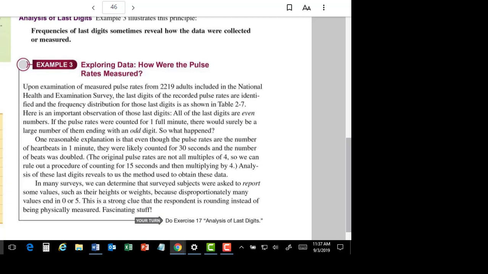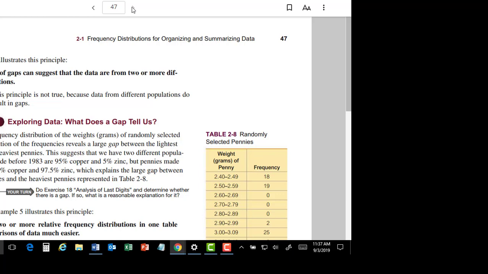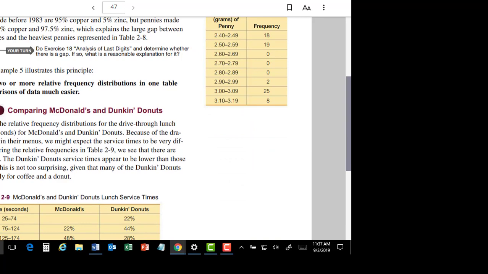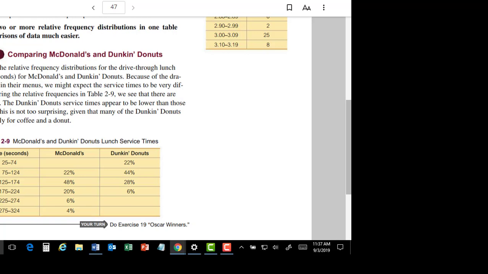So there you have it. Let's go on. We've already done quite a bit of chapter 3, exploring what the gap tells us. Anyway, that's all boring now. There's Dunkin' Donuts and lunch service times. It says your turn. Well, there you have it. Frequency distribution.